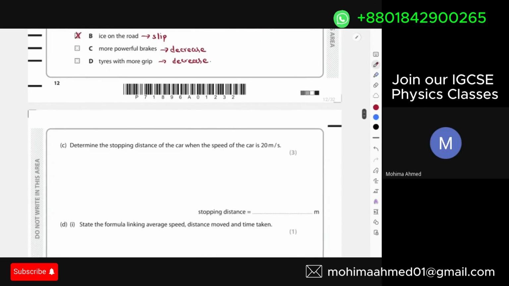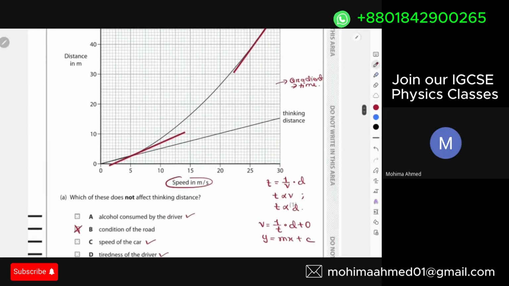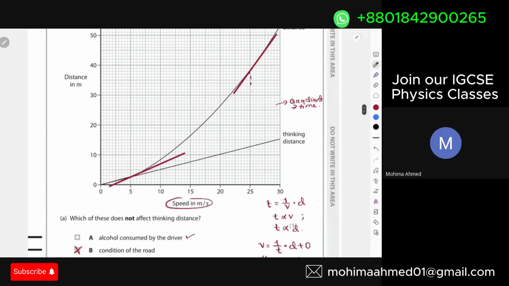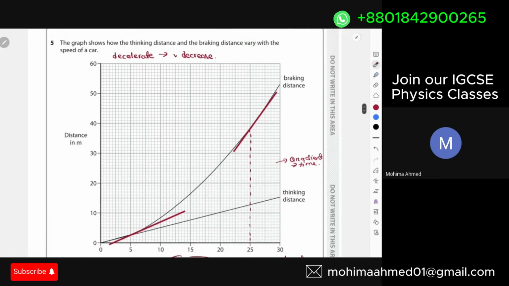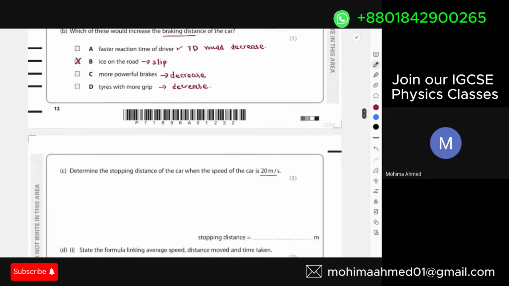Okay, if there is no problem, then they are saying determine the stopping distance of the car when the speed of the car is 20 meters per second. Whenever you're taking information from the graph, you always have to make sure that you label that point on your graph paper with these broken lines. So you now have 38 distance in meters. Over here you have 38 meters.